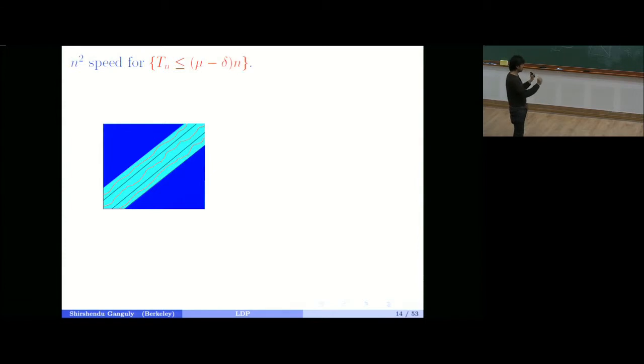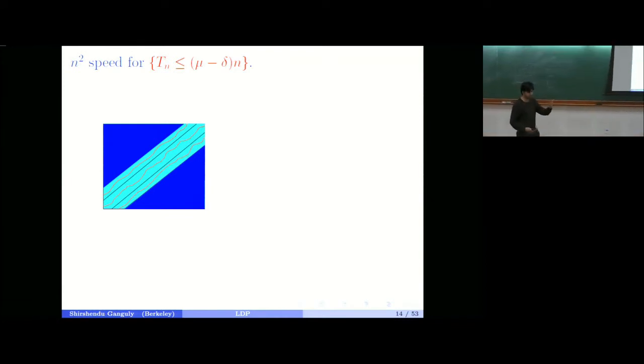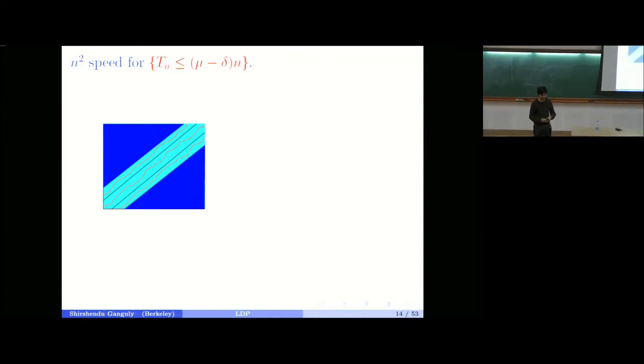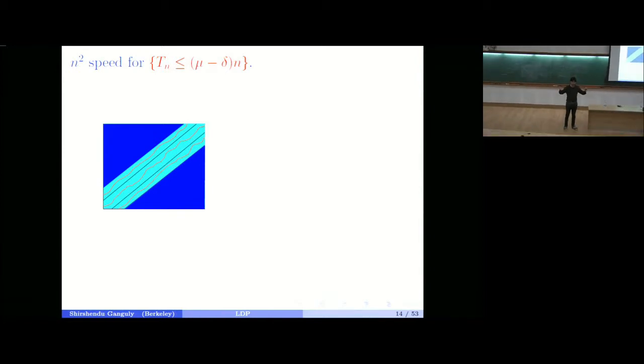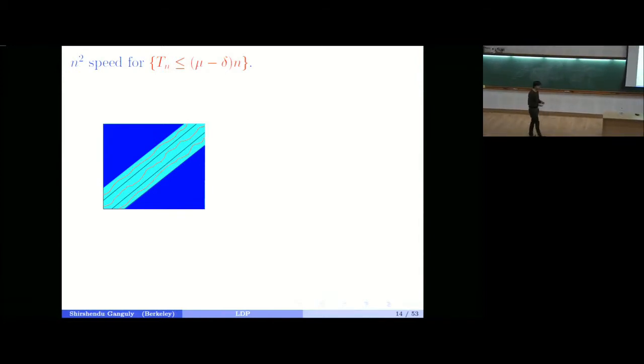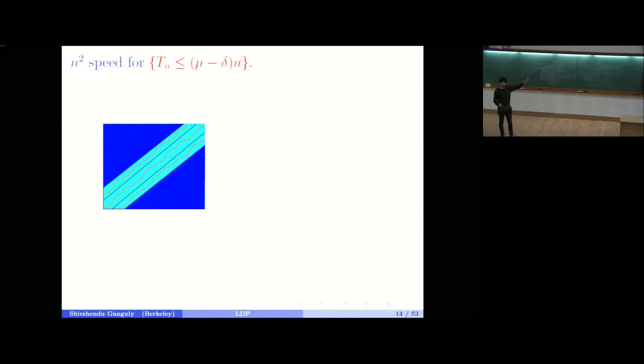That was the speed n story. Then I said that the speed is n squared for the other direction, and the real reason is this. If I want the maximum path to be smaller than typical, that means that there is no long path in the system. That's the whole intuition, but it turns out that typically there will be many paths which are quite long, and so to reach the large deviation event, you actually have to make all of them short. We want Tn, the length of the polymer, to be smaller than mu minus delta times n, where mu n is the typical value.